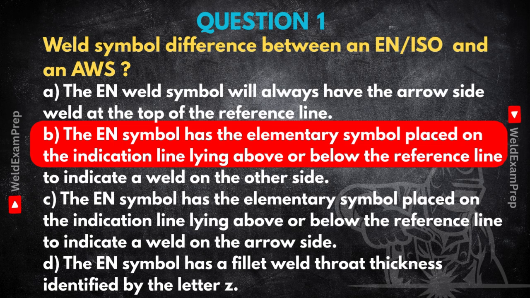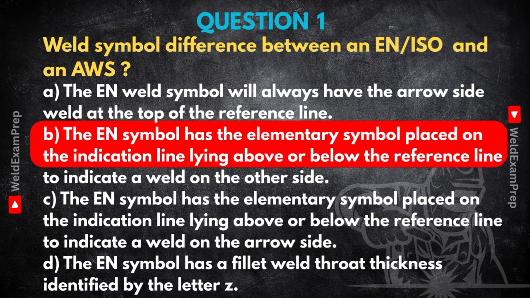Now, the crucial thing to grasp is the placement of what's called the elementary symbol. That's your basic shape, a triangle for a fillet, a square for a butt weld, and how it sits relative to the reference line, the main horizontal line, and importantly, the indication line. That's the diagonal bit coming off the arrow. In the NSO system, if that little elementary symbol is on the indication line and it's above the reference line, that specifically means the weld goes on the other side of the joint, the side opposite to where the arrow is pointing. If it's below the reference line, then it means the arrow side, and that's fundamentally different from AWS.